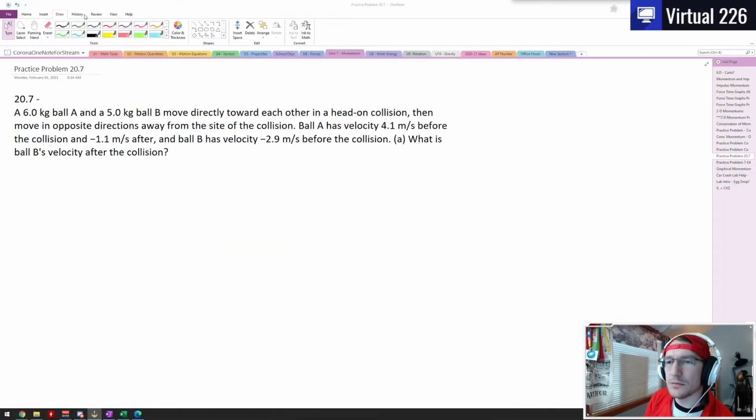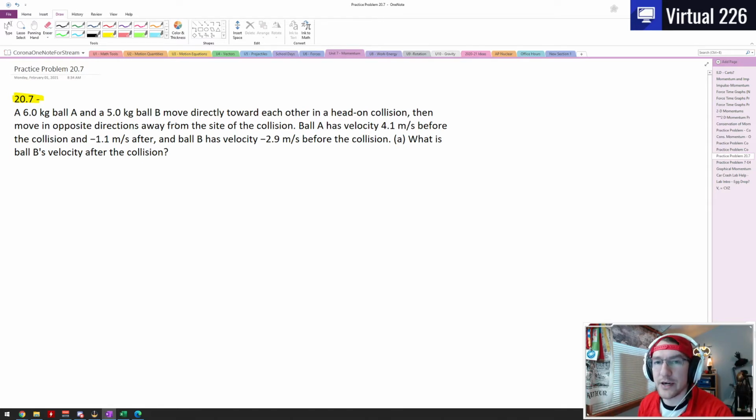Okay, so we are looking at conservation of momentum. This is Unit 7, practice problem 20.7. In this problem, we have a 6 kilogram ball, we'll call it ball A or ball 1, whatever you want to call it, and a 5 kilogram ball, ball B or ball 2. And they're moving directly towards each other in a head-on collision.